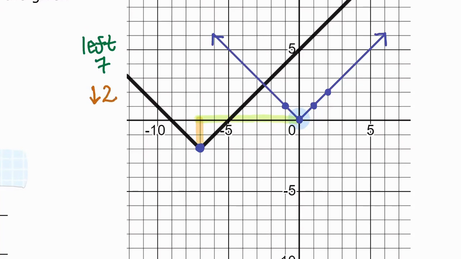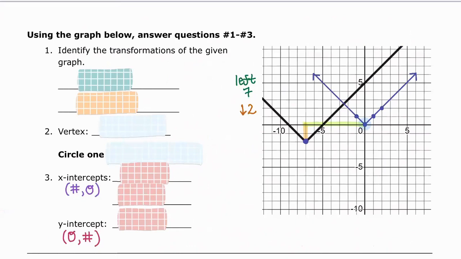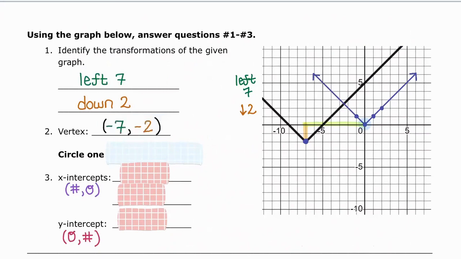That is how you identify transformation. So graph the original and take a closer look. All right, where is my new vertex? How do I know where that's located? Hopefully you saw it's at -7 and -2. Well, I can see that vertex has a low point, so it's a minimum.